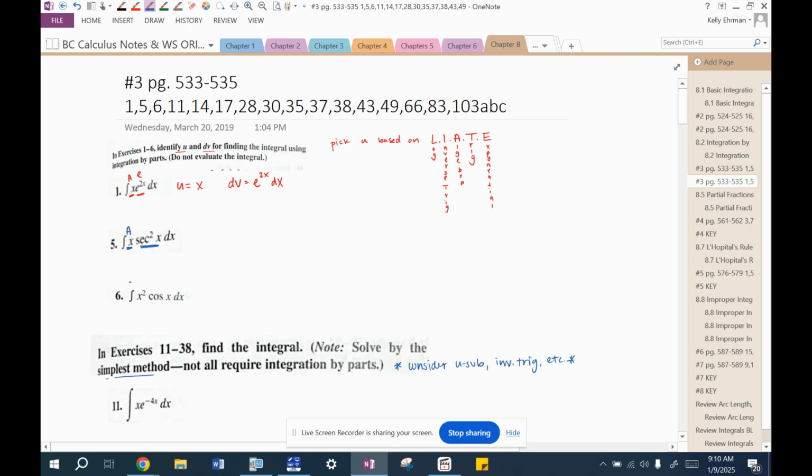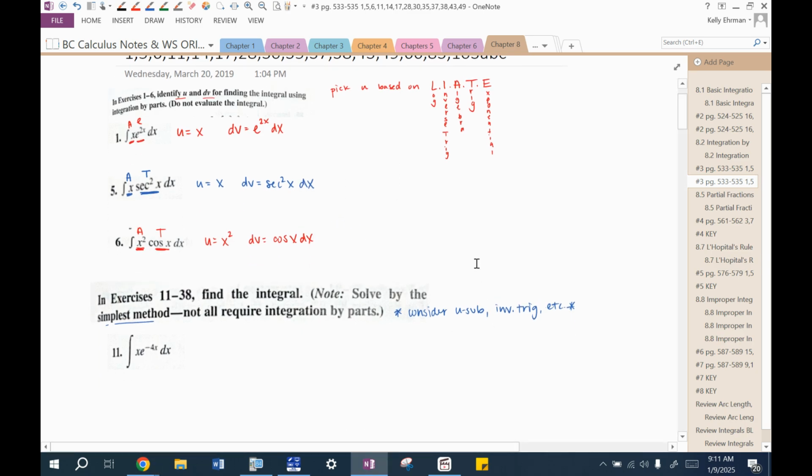This is, again, x is algebraic. Secant squared is trig. According to LIATE, algebraic is what you should pick for u before trig. So dv is going to be the secant squared x dx. And for the last one, again, x squared is algebraic. Cosine is trig. So same idea. u would be x squared, dv would be cosine x dx. So we're not actually going to do the integration with those. We're just practicing the setup very quickly before we go on to integration.